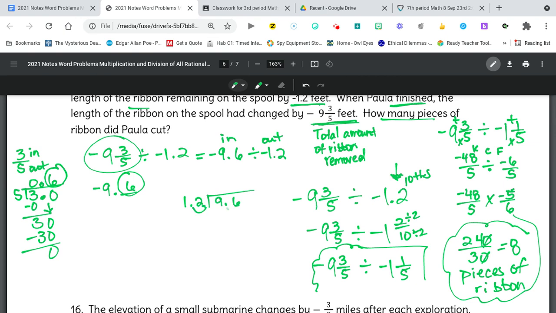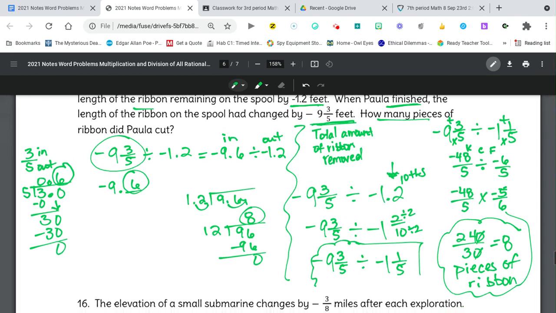Slide the decimal once, slide the decimal once. So I'm looking at 12 and a 96. This is much easier. That's a group of 8. So I can get my 8 ribbons that way. Well, that was easier to do the decimal. Totally up to you, okay? I don't care which one you change. Just change one.